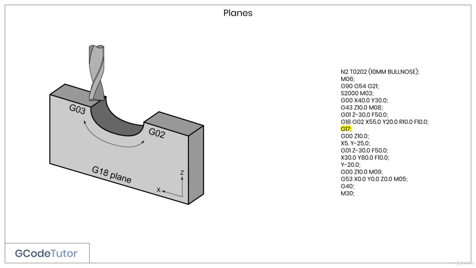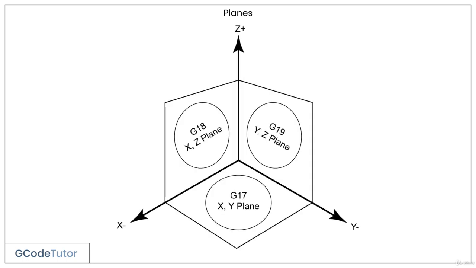If this G17 wasn't there, the machine would probably alarm out. Worst case scenario, it would think it's on a different plane and cut in the wrong direction. But in my experience, the machine normally alarms out. And that concludes our discussion about planes on a milling machine.